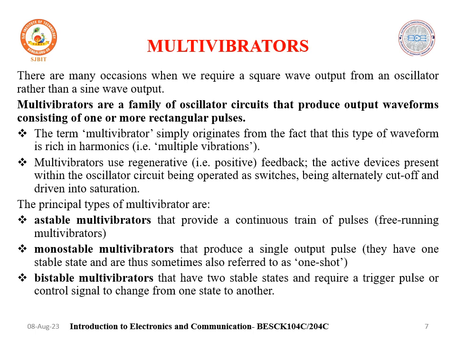It can be constructed using a two-stage RC coupled amplifier with positive feedback from the output of one amplifier to the input of the other one. So considering the principle of operation, the switching circuit has a two-stage amplifier with the output of one fed back to the input of the other. The term multivibrator simply originates from the fact that this type of waveform is rich in harmonics, that is, multiple vibrations.